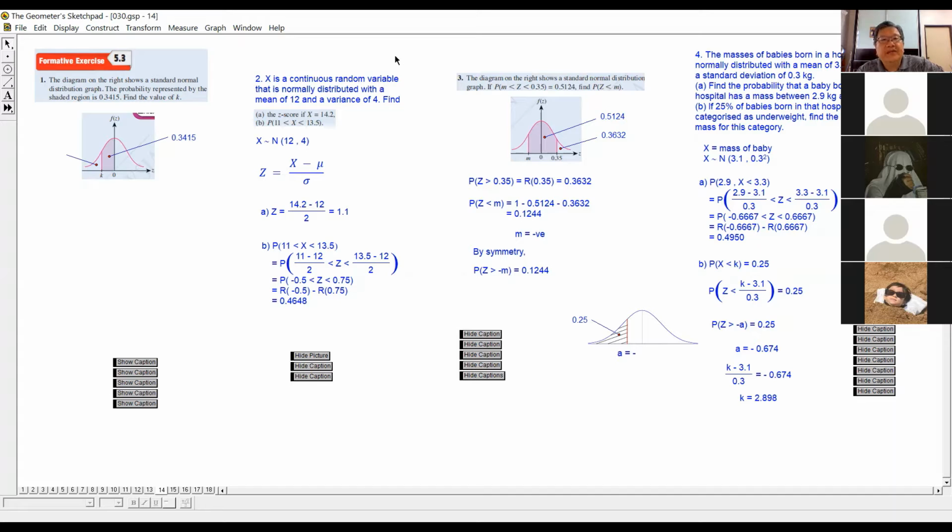Now I know that the probability less than 0 is 0.5. It means this area here, including this one, all this here. Less than 0 is 0.5, because 0 is at the center: less than 0 is half, greater than 0 is also half.